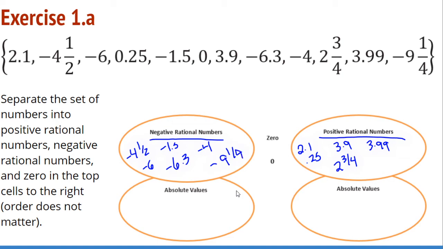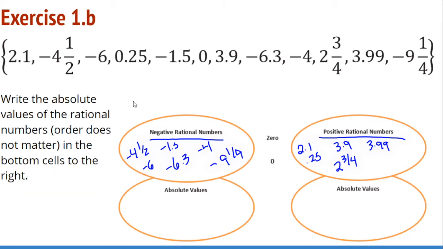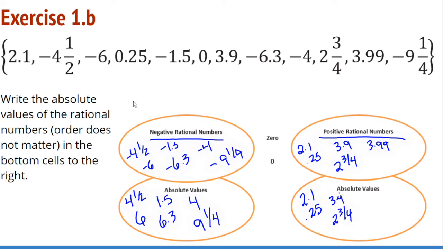All right, so I have sorted the numbers. I've got my negative rational numbers, my positive rational numbers, and I have their absolute value. Write the absolute values of the rational numbers in the bottom cells. All right, the absolute value of -4 1/2 is 4 1/2. The absolute value of -6 is 6, 1 5/10, 6 3/10, 4, and then I've got 9 1/4, 2 1/10, 25 hundredths, 3 9/10, 2 3/4, 3 99 hundredths, and 0 of course remains as 0.